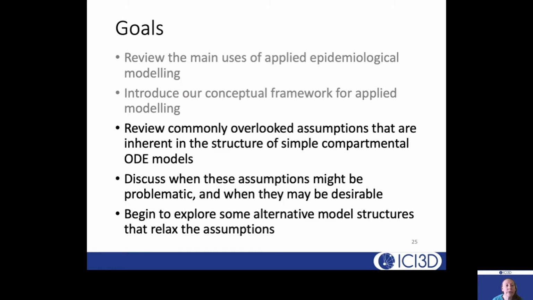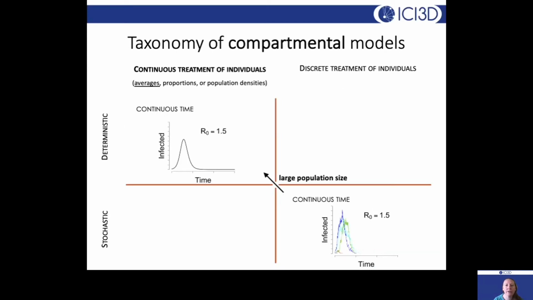Okay, I said that we were going to review commonly overlooked assumptions that are inherent in the structure of simple compartmental models. The first of these assumptions is the continuous treatment of individuals. This is really an assumption that the population is large enough that you can ignore the random fluctuations that are induced by the fact that individuals are discrete units, and instead you can think about the average system behavior. We can think about the continuous treatment of individuals as describing averages, proportions, or population densities.